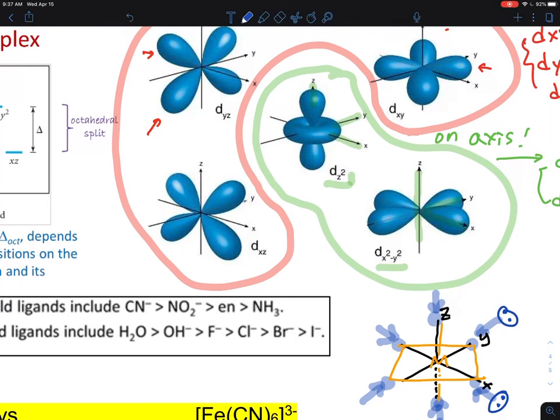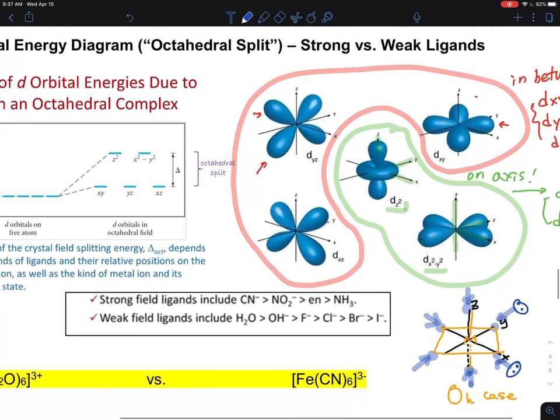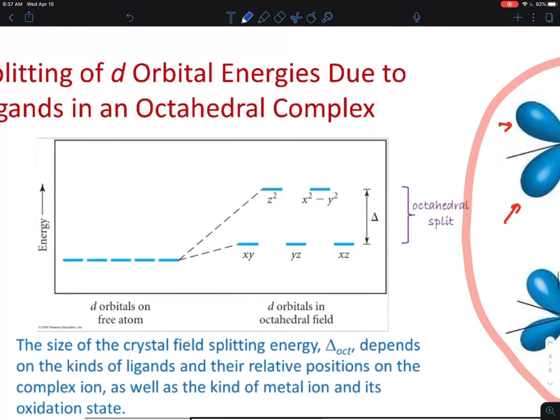Because when you do that, you are really pushing the lone pair electrons against the d orbitals, and that's an unhappy scenario. So this is a diagram of the orbital energy split in the case of the octahedral. You can see the dz squared and the dx squared minus y squared go up because they are on the axis, and in the octahedral, the ligand is providing the lone pair electrons, pushing the electrons. There's an electron repulsion, and so the energy levels go up. The in-between ones didn't go up that much.